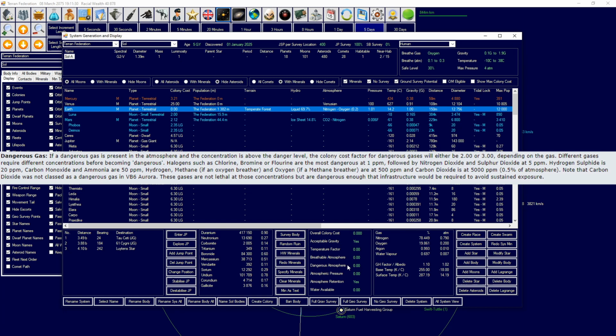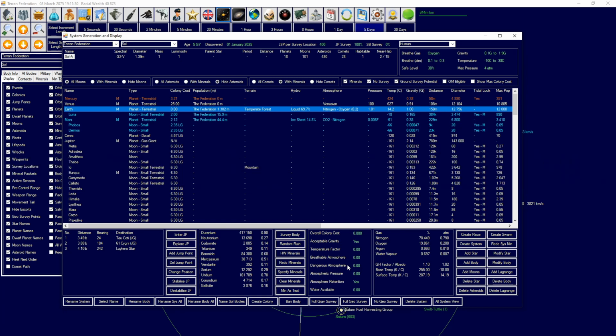These gases are not lethal at those concentrations, but are dangerous enough that infrastructure would be required to avoid sustained exposure. So it's not telling you that carbon dioxide is going to kill you. Well, it will kill you in high concentrations, but at certain points it is going to get very irritable, and going outside or living without infrastructure is going to be quite an annoying experience. So these will go up according to their colony cost. So if this was 2.0, that'll be 2.0.